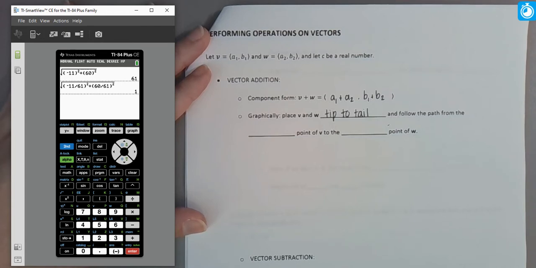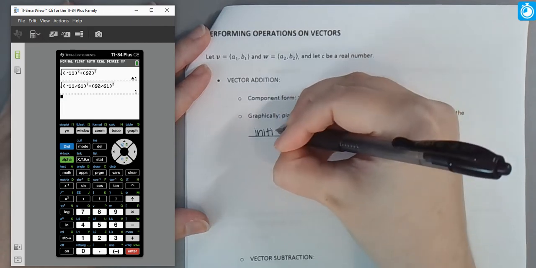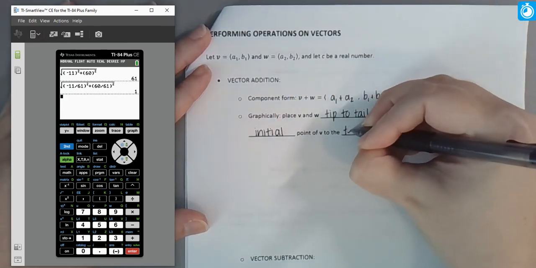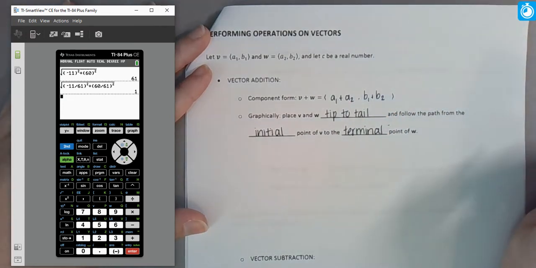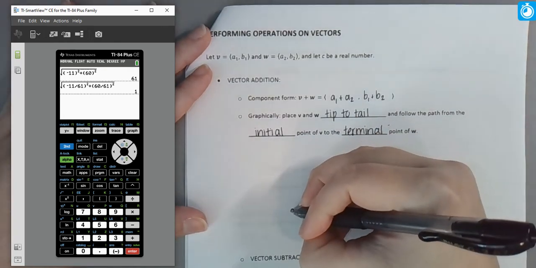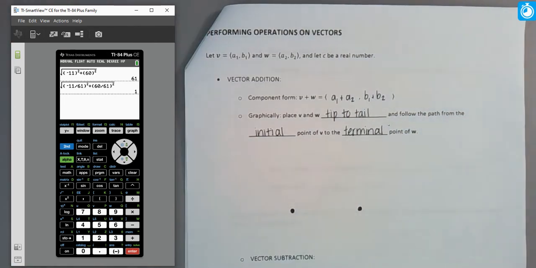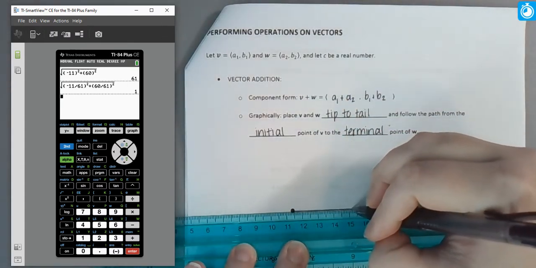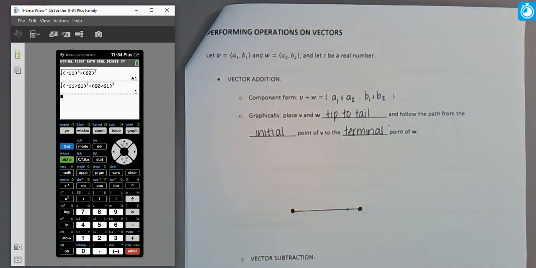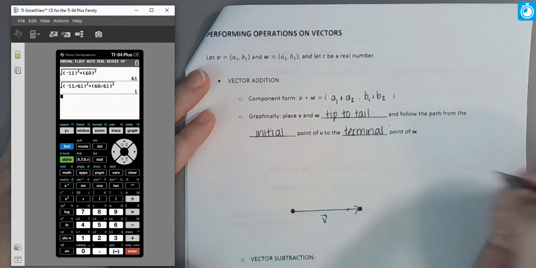And then you're going to follow the path from the initial point of v, where you truly started, to the terminal point of w, the last point that you graphed. So let's just model what this would look like. So suppose we have an initial point right here, and a terminal point right here, and suppose this is our vector v. And it looks like I've drawn something horizontal. It doesn't have to be horizontal. It can be any vector in any direction. So this is our vector v.